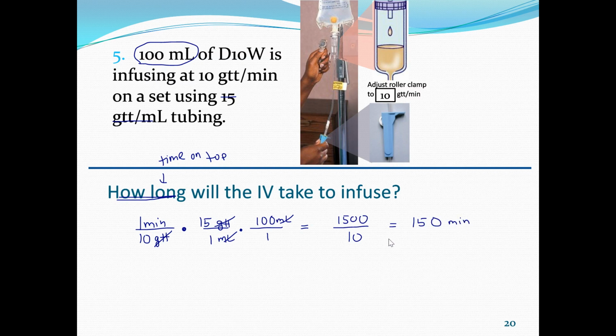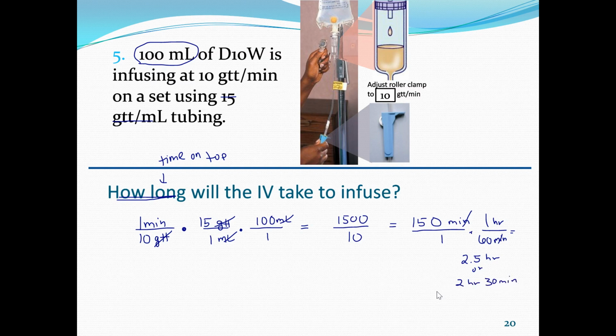Now, typically we don't tell time in minutes when it's longer than an hour, so I do have to convert this over to hours. So I'm going to do an extra conversion here, and I know that there are 60 minutes to 1 hour. Minutes cancel, and so if I take 150 divided by 60, I get 2.5. So 2.5 hours, or 2 hours, 30 minutes.